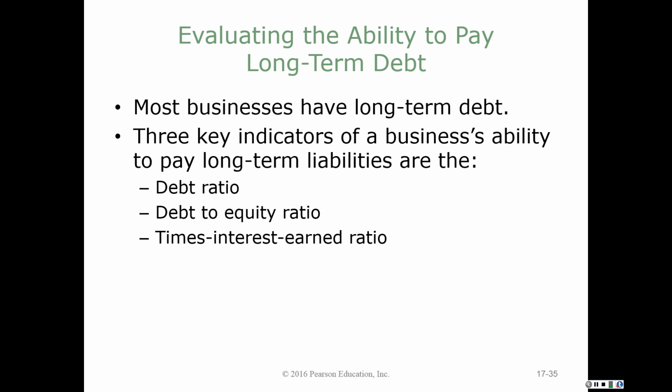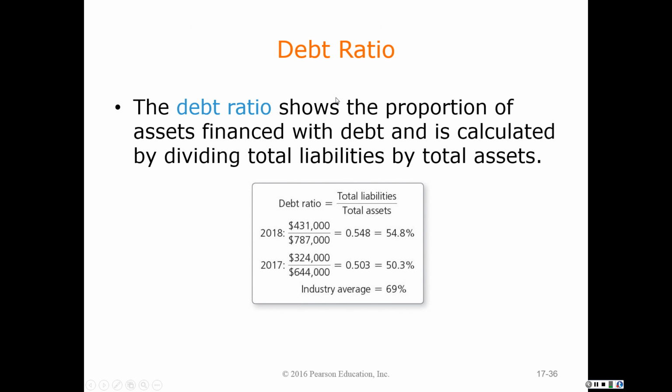What about ratios that measure our ability to pay long-term debt? We call these debt ratios. And the number one ratio here is simply called the debt ratio. It is total liabilities divided by total assets. And what does it tell us? Simply then, it tells us what percentage or what proportion of our assets have been financed with debt. Ideally, we would like for this to be 50% or lower, and we can see that we were at 54% in 18, we've dropped to 50% in 17, our industry average is 69. So in the industry, people are using more debt at this point than we are to finance our assets.